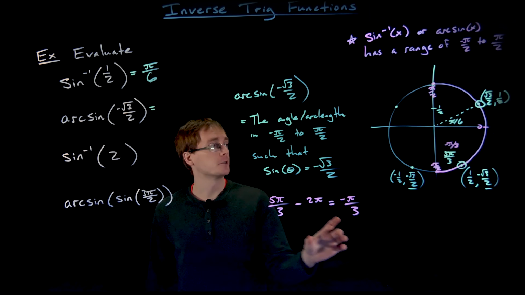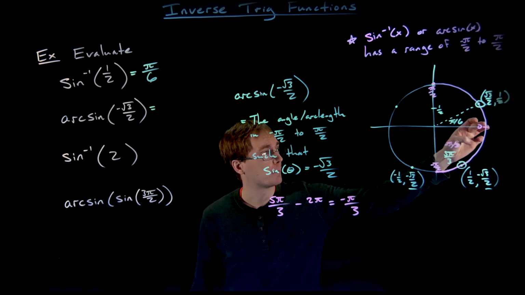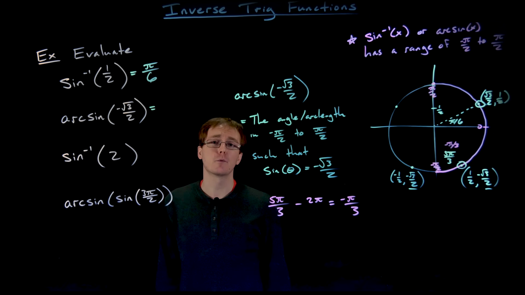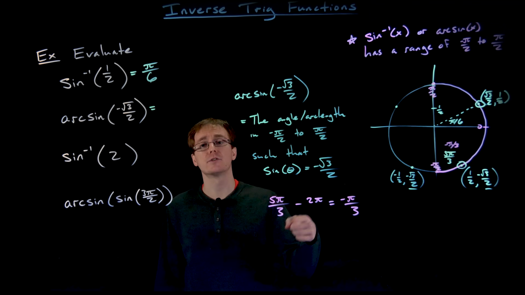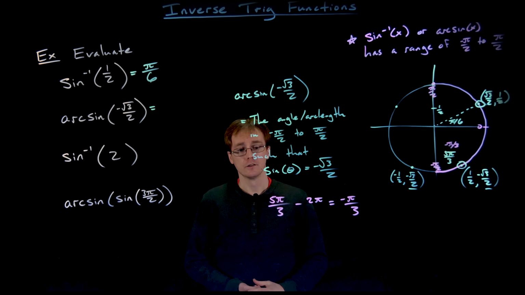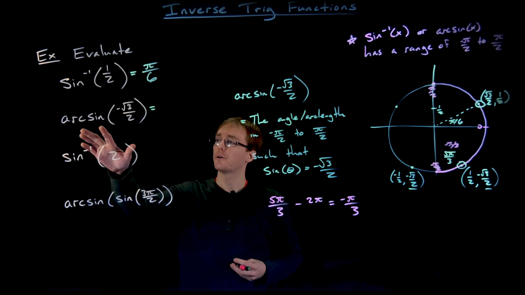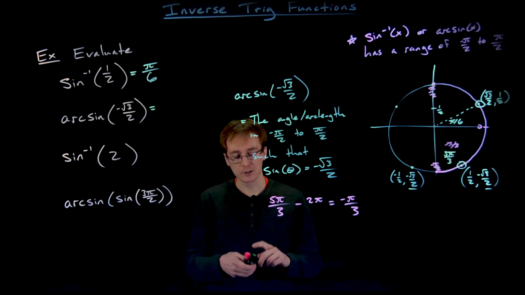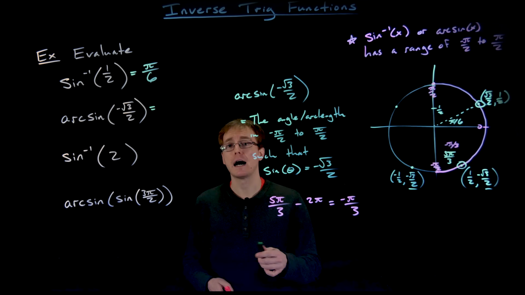So you may have been able to visually see that this angle, if we just go in the opposite rotation direction, is going to be negative pi over 3. But if you weren't able to visually see that, we can always use this concept of a coterminal angle to find that as well. So long story short, we know how to evaluate arcsine of negative square root of 3 over 2. That's always going to evaluate to negative pi over 3.